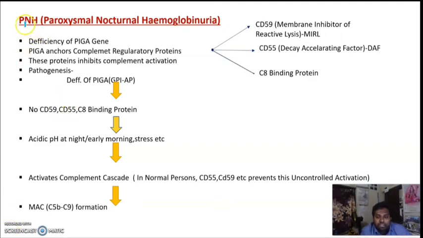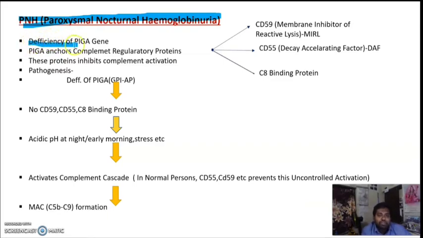So now I will discuss this PNH complement disorder. PNH is paroxysmal nocturnal hemoglobinuria. Paroxysmal means sudden, nocturnal means night, and hemoglobinuria because hemolysis is happening. So hemoglobin is coming out, and it is coming out in urine. So why does it happen?